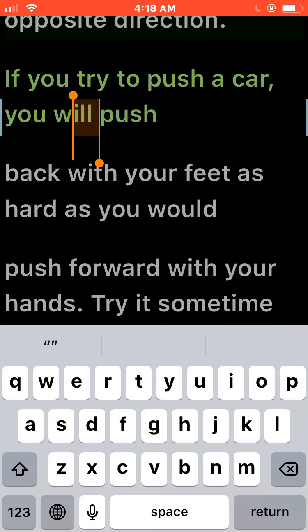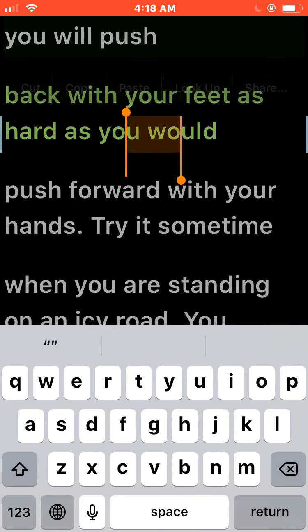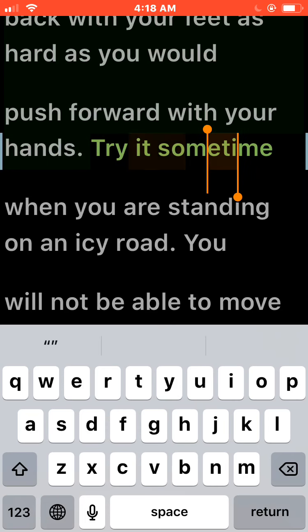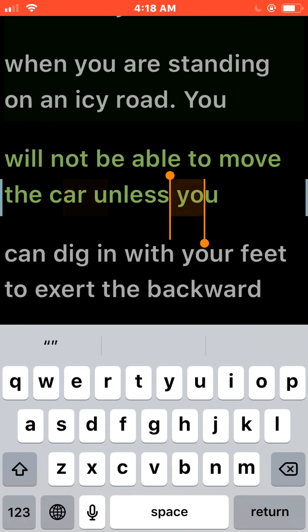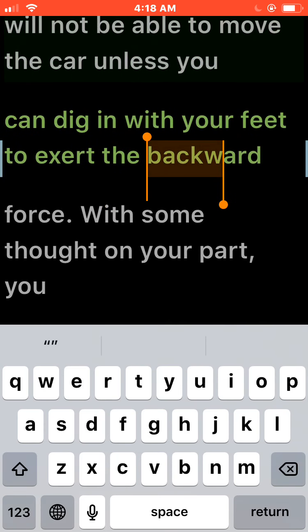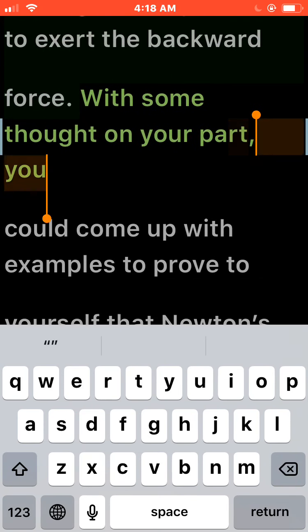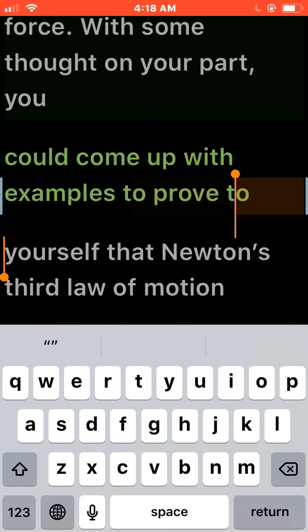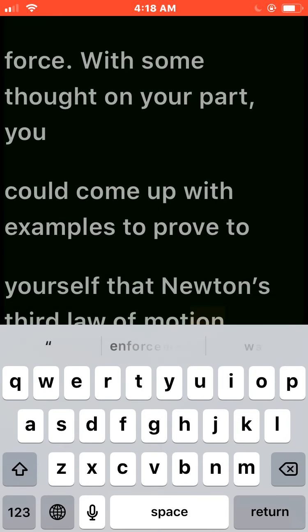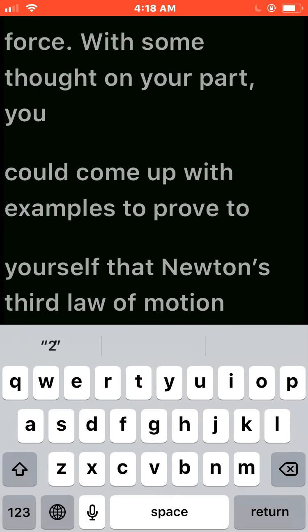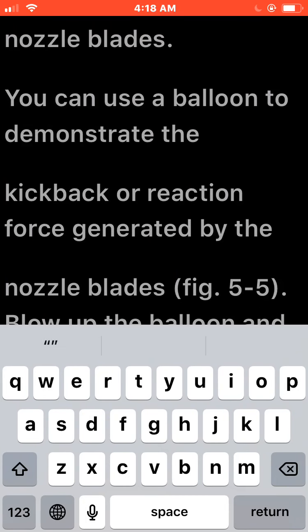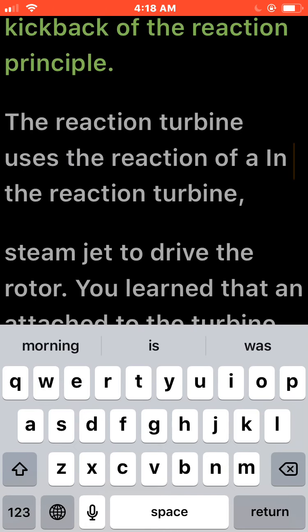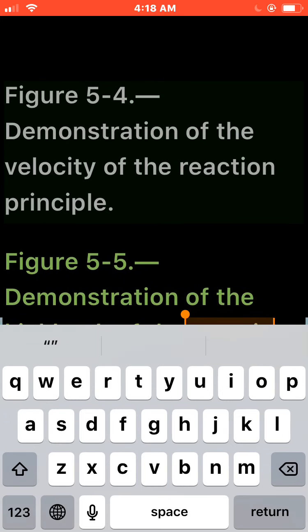If you try to push a car, you will push back with your feet as hard as you would push forward with your hands. Try it sometime when you are standing on an icy road. You will not be able to move the car unless you can dig in with your feet to exert the backward force. With some thought on your part, you could come up with examples to prove to yourself that Newton's third law of motion holds true under all circumstances. Figure 5-4. Demonstration of the velocity of the reaction principle. Figure 5-5. Demonstration of the kickback of the reaction principle.